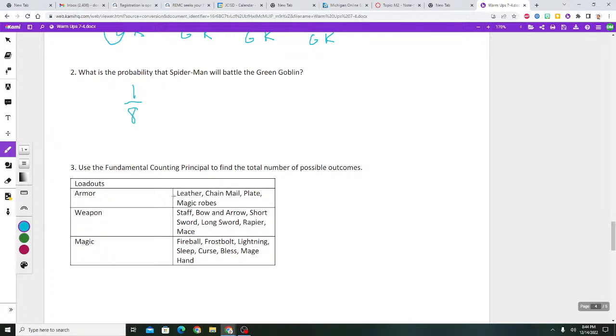So, yeah. There's 1, 2, 3, 4 types of armor. There's 1, 2, 3, 4, 5, 6 types of weapons. And then there's 1, 2, 3, 4, 5, 6, 7 types of spells. So we're going 4 times 6 times 7. 6 times 7 is 42. 42 times 4 is 8, carry the nothing, so 168. So there's 168 loadouts.